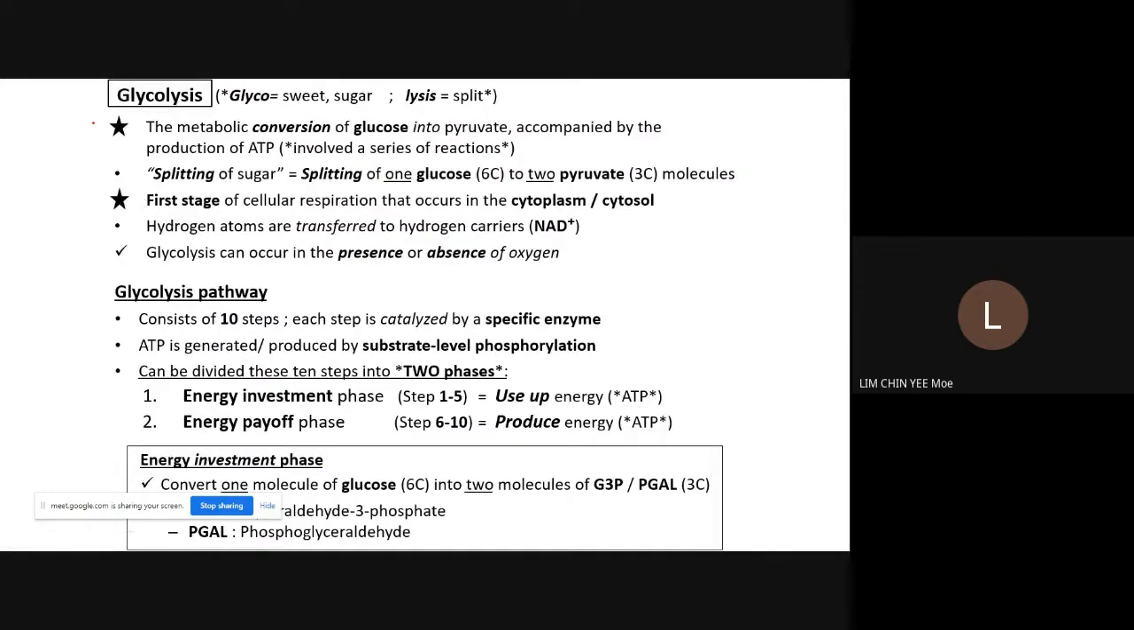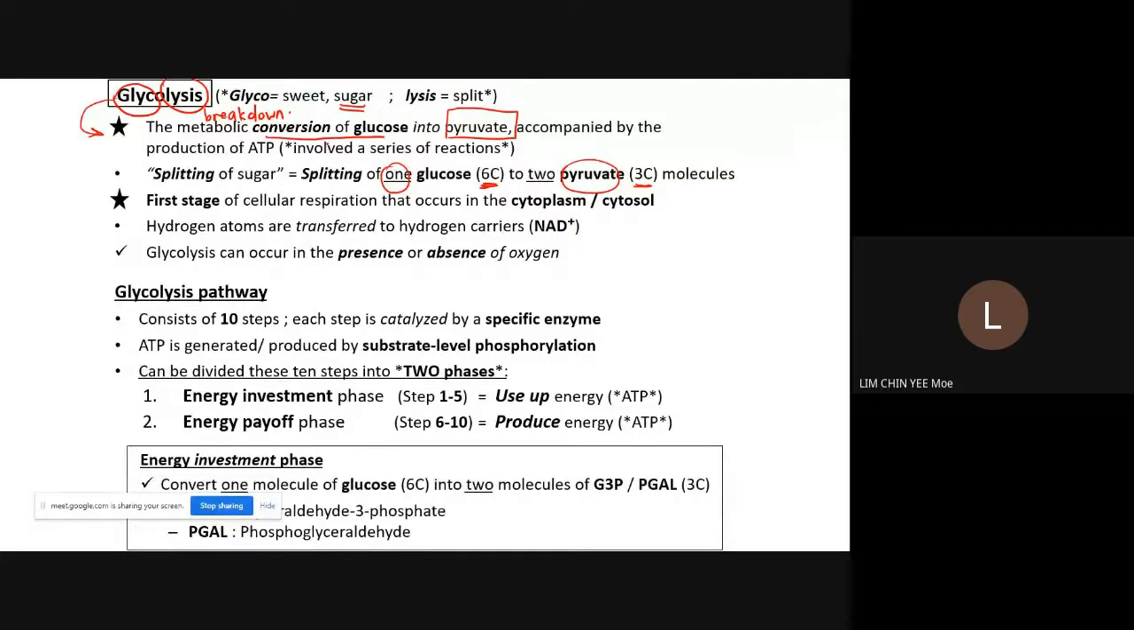So now, from the name itself, glyco is like glycogen, glycosidic bond, anything that is glyco is related to carbohydrate or sugar. So glyco means sugar. Lysis means breakdown. So glycolysis is simply the breakdown, the splitting of the glucose, the sugar, into two pyruvate. Satu glucose yang 6 carbon at the end of glycolysis akan jadi 2 pyruvate, 3 carbon. So that's what glycolysis is all about.